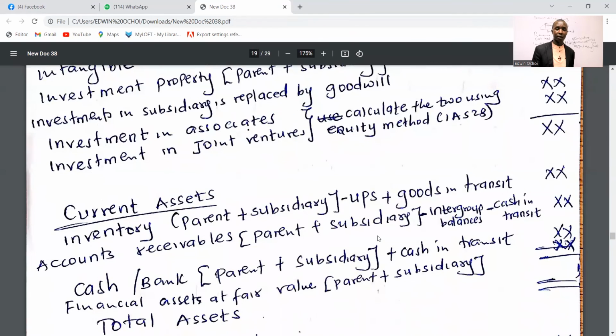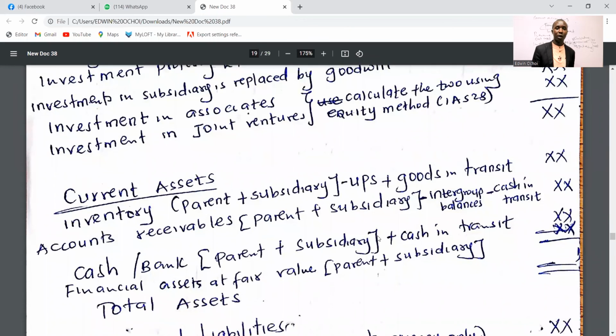For the current assets like inventory, after taking the parent plus subsidiary under inventory, you minus UPS, you add goods in transit. Remember, under goods in transit, I said, when I was explaining this, you debit your inventory, you credit your payables.